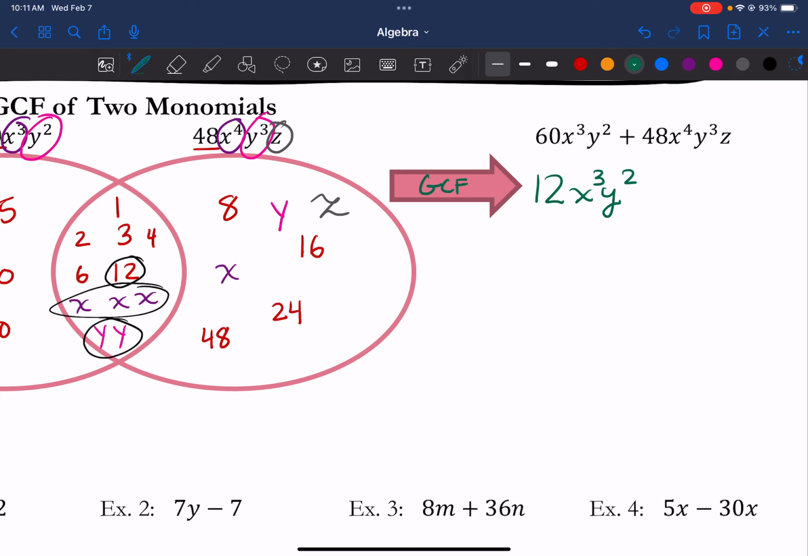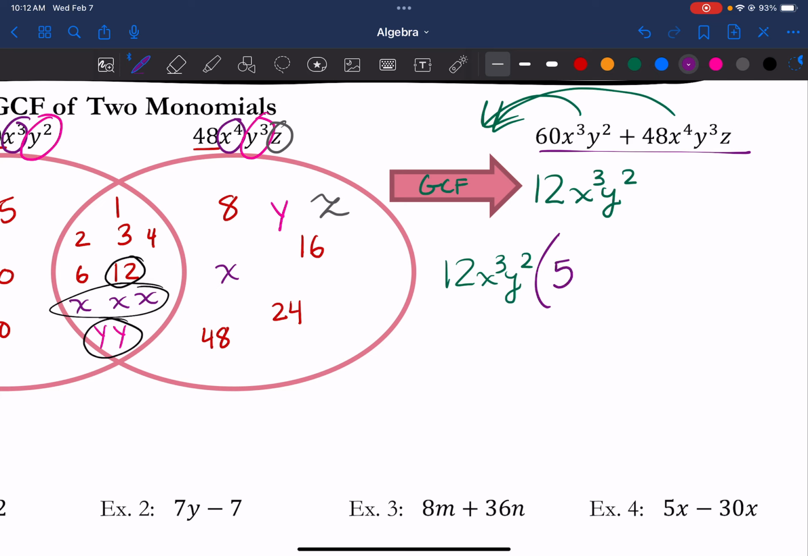So that's like dividing it out of each of these. So if I divide it, right, I take out 12x cubed y squared. What am I left with inside? Well, 60 divided by 12 is 5. x cubed divided by x cubed is nothing. y squared divided by y squared is 1. It's not nothing, but it's 1, so those go away. Plus, now 48 divided by 12 is 4. x to the 4th divided by x cubed is x. y cubed divided by y squared is y, and the z follows along. This has now been factored by using a GCF. So we factored it and worked backwards.